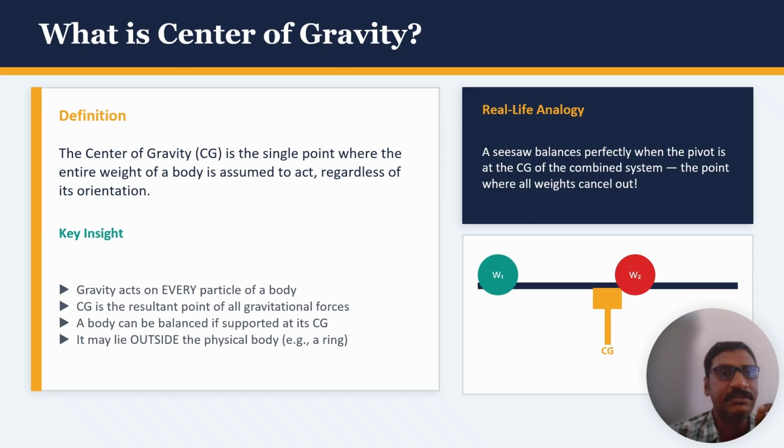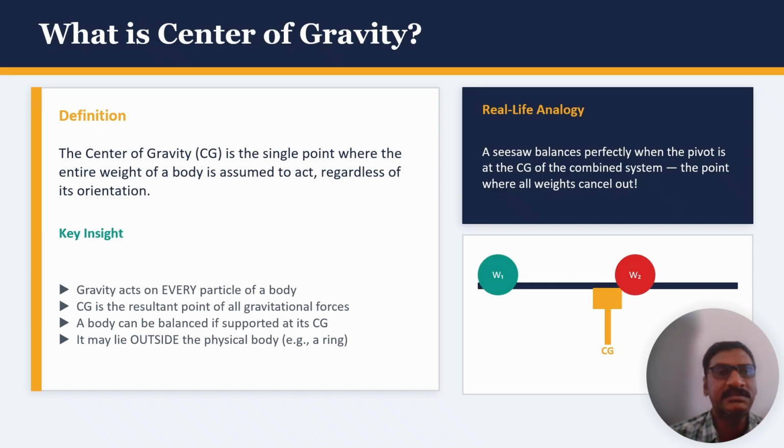So the formal definition is: the center of gravity is the point at which the entire weight of the body may be assumed to be concentrated and through which the resultant gravitational force acts, regardless of the orientation of the body. Now let me highlight the three extremely important properties of CG that you must remember.